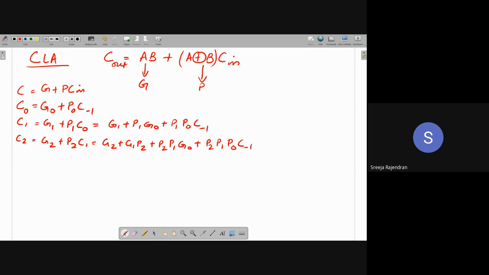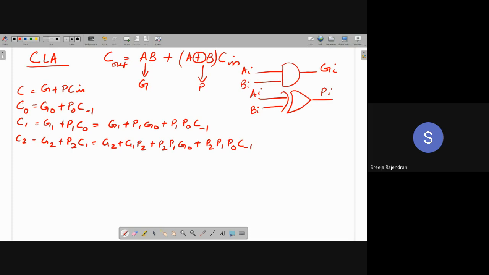Now, let's draw the circuit for this. I need additional hardware, as I said earlier. In order to have this, using an AND gate, I can generate all my Gi. Using an XOR gate, I can generate all the Pi. Okay, this I can generate initially. So G and P are generated.